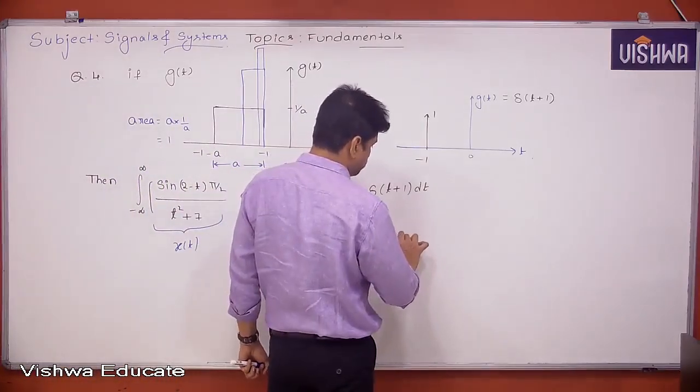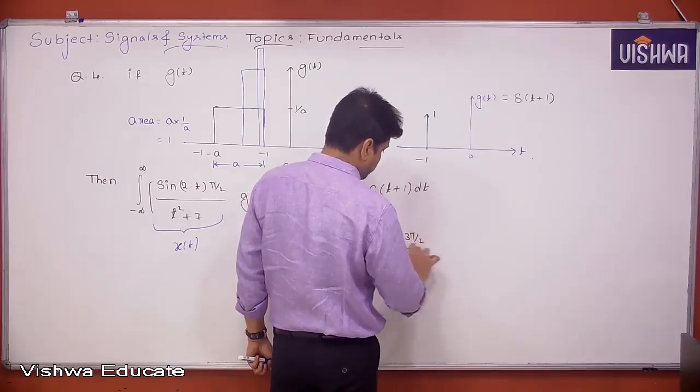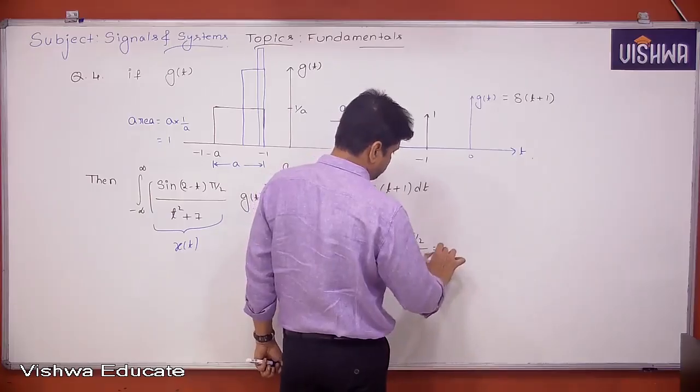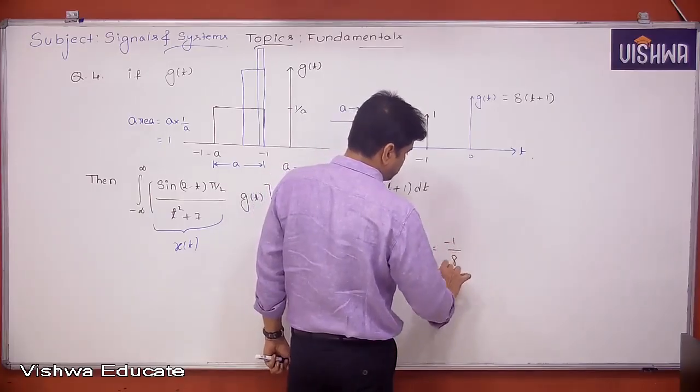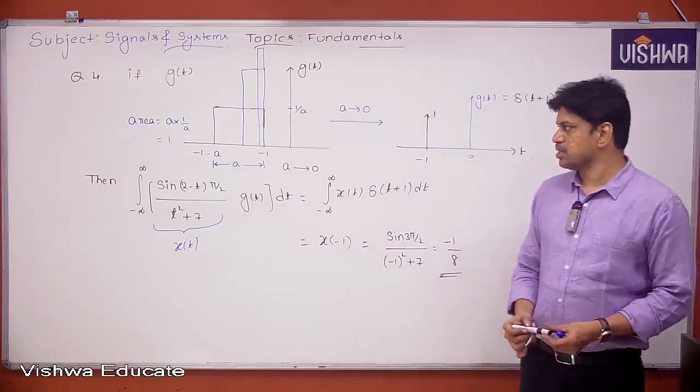Sin 3 pi by 2 by minus 1 whole square plus 7. Finally, minus 1 by 8 is the answer. Minus 1 by 8 is nothing but the answer.